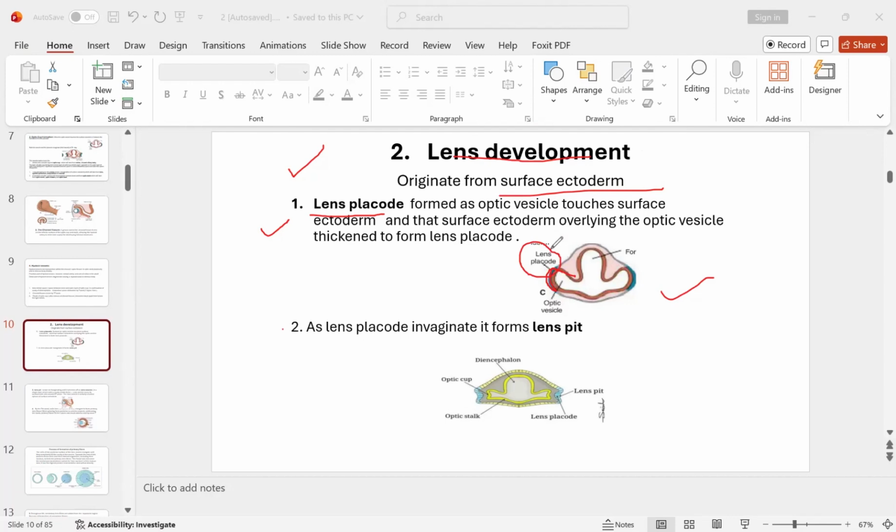So now let's move to the second step, which is the formation of the lens pit. You can see in this diagram that the lens placode is invaginating, and as it is invaginating, it is forming a pit known as the lens pit. So this is the second step in the formation of the lens. So now let's move to the third step.